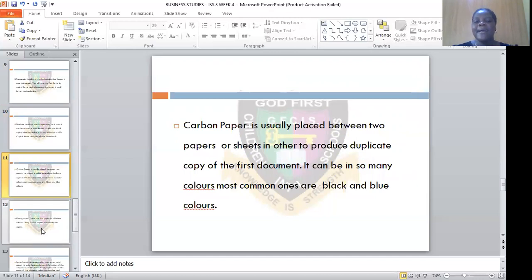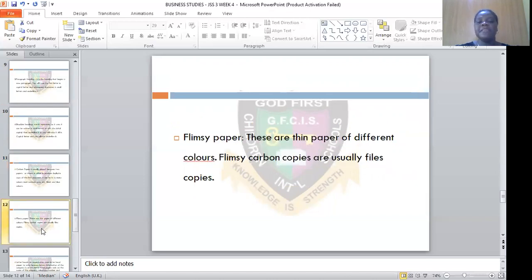Then carbon paper is the paper that you put in between two sheets to give you a duplicate of what you are writing on the first sheet. It comes in two colors, blue and black. Flimsy paper is the copy of the organization. When you are writing, you don't need to put carbon paper on top of it. It's usually carbonated, kind of. So what you're writing on top will be reflected there, and it serves as the file copy of the organization.